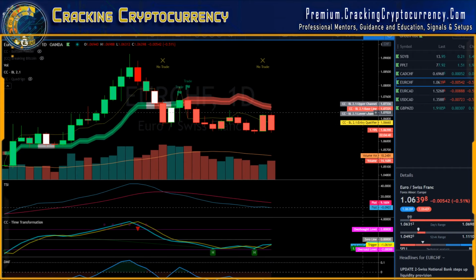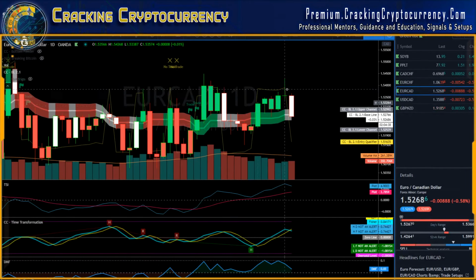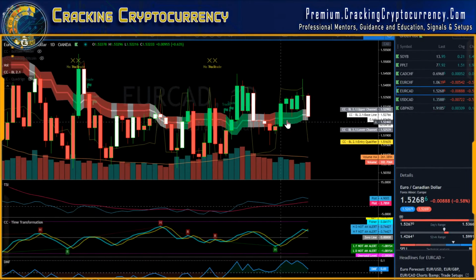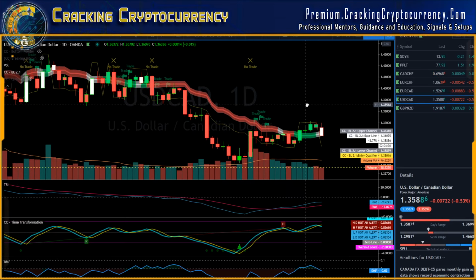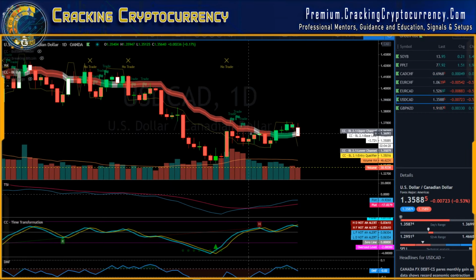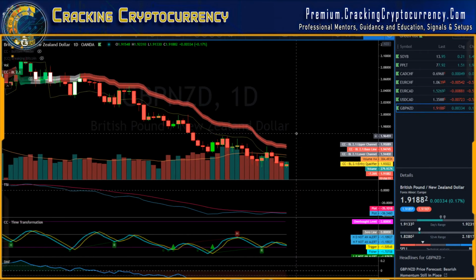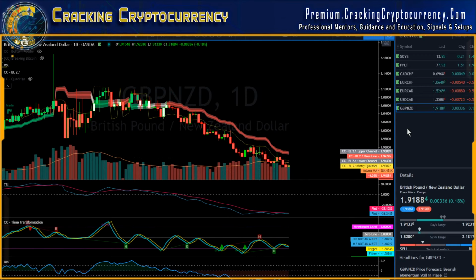Euro Swissy back down into the profit. The Euro Canadian is not taking the movement that I want here, but that's okay because we did have that profitable wick to the upside yesterday. Dollar Canadian slinking down, and I do have long exposure on the Dollar Canadian, so this might be the only Forex trade that is closed out today. And the Pound Kiwi looks just fine. We've been short on the Pound Kiwi for quite a while.